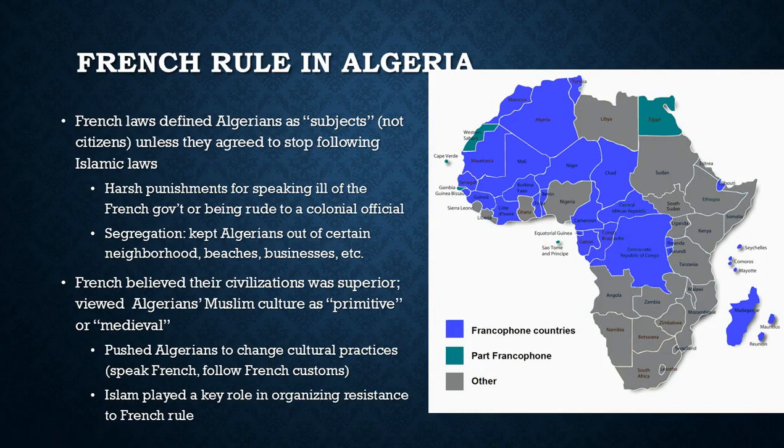Because many Algerians did not give up these Islamic laws or their Islamic culture, Islam actually played a key role in organizing resistance to French rule. There was a very brutal war in the 1960s, and eventually Algeria was successful and gained its independence. So that's the end of our video.